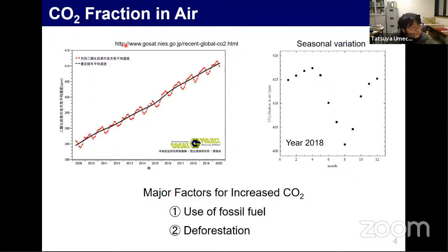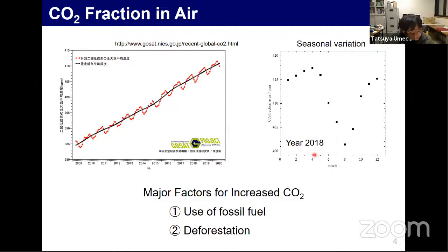The left figure shows the secular change of carbon dioxide concentration in atmospheric air of Japan. A few years ago, carbon dioxide concentration in atmospheric air exceeded 400 ppm. The major reason why carbon dioxide increases year by year is considered to be two factors. One is the use of fossil fuels. The other is deforestation with land use change. The secular change in the left figure indicates that carbon dioxide concentration increases with periodic fluctuation.